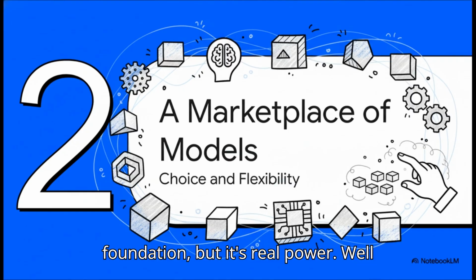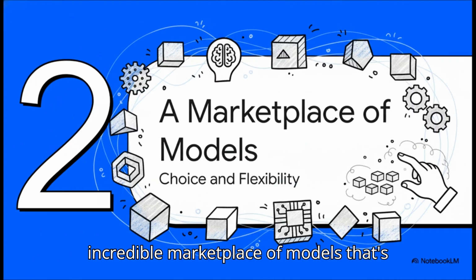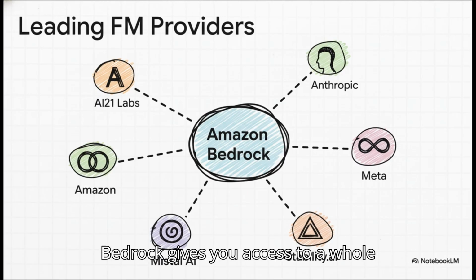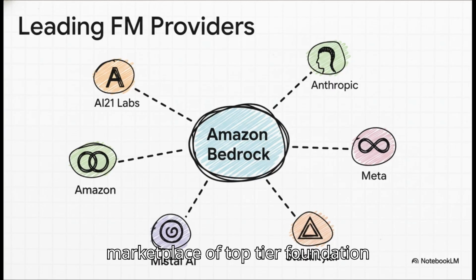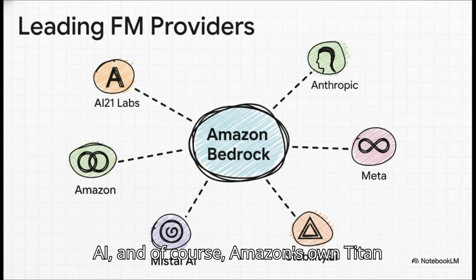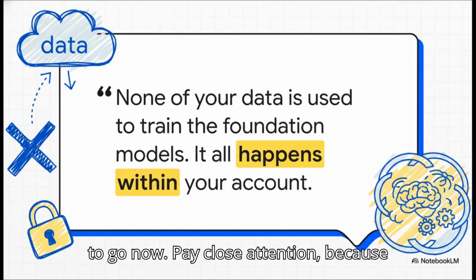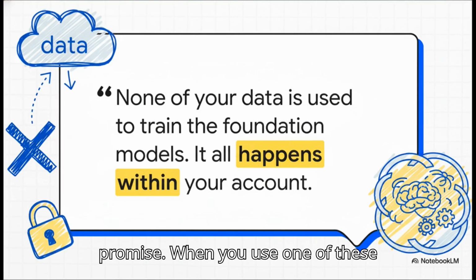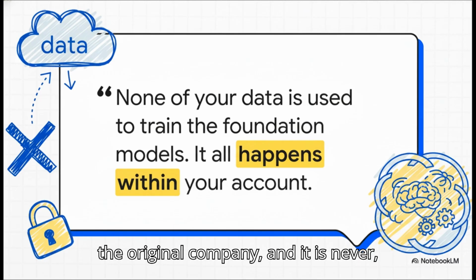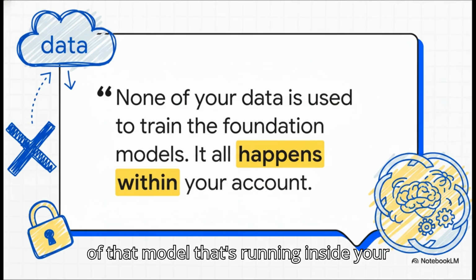Okay, so Bedrock gives you this simple, secure foundation. But its real power, well, that comes from the choice and flexibility it offers. Let's look at this incredible marketplace of models that's right at your fingertips. See, instead of being locked into just one option, Bedrock gives you access to a whole marketplace of top-tier foundation models. You can pick and choose from providers like Anthropic, Meta, Mistral AI, and of course, Amazon's own Titan models. They're all in one place, ready to go. Now pay close attention because this slide represents a critical security promise. When you use one of these models, your data is never sent back to the original company, and it is never, ever used to train their public models. Everything happens securely inside a copy of that model that's running inside your own AWS account.